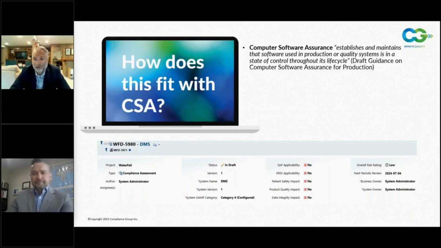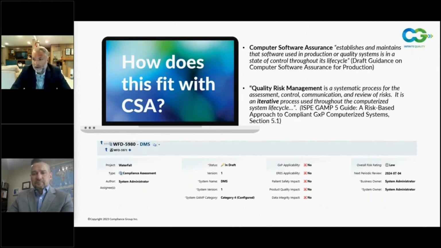Yes. So then how does this agile approach that we've been talking about fit in with the CSA approach that the FDA has the draft guidance for? So CSA, this is just straight out of the draft guidance on computer software assurance for production, establishes and maintains that software used in production quality systems is in a state of control throughout its life cycle.